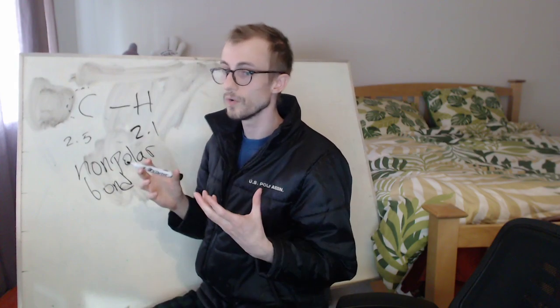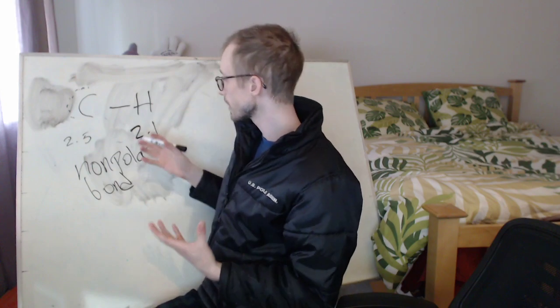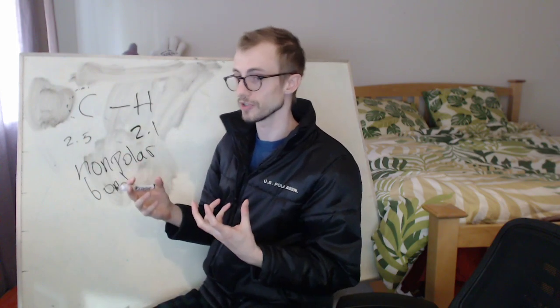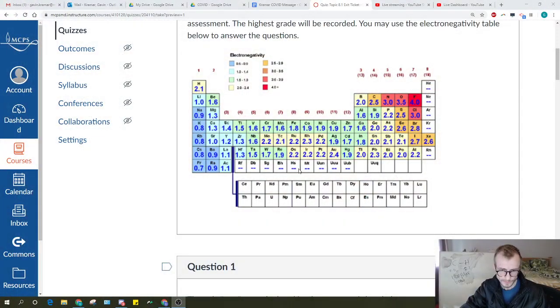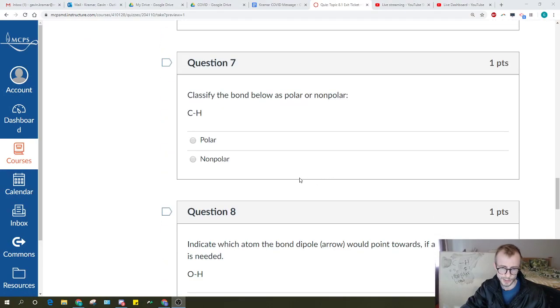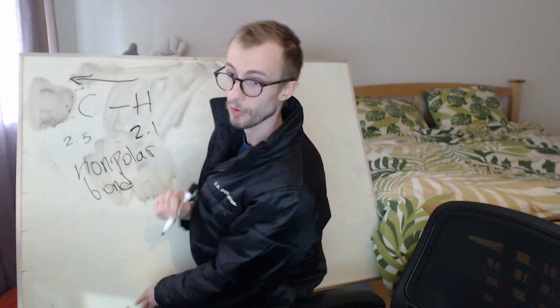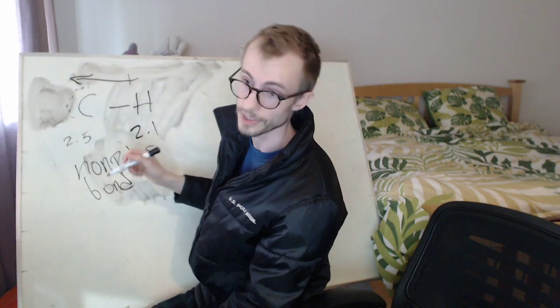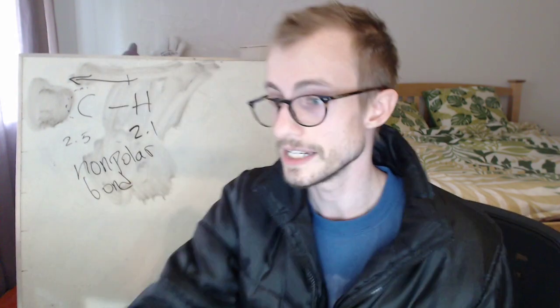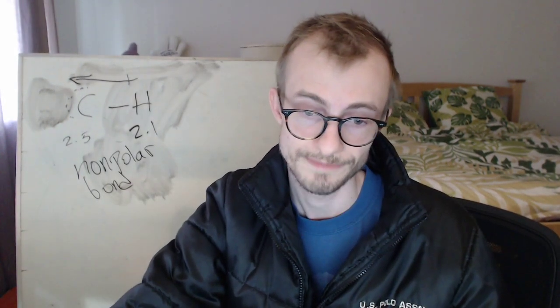Because there's not a strong enough difference in the strength between them, so they share the electrons mostly evenly. So if we go back to our question right here, we would say that this is a nonpolar bond. Now, if I still needed to draw an arrow pointing to which one was more electronegative, I could still do that. You always draw the arrow pointing towards the more electronegative atom. So this arrow is showing the dipole between the carbon and the hydrogen. So that's the gist for finding the polarity of a molecular bond.